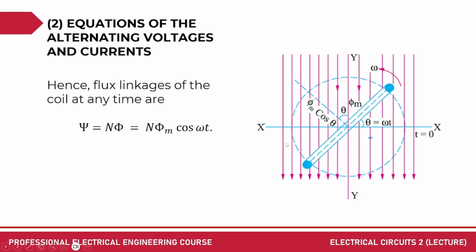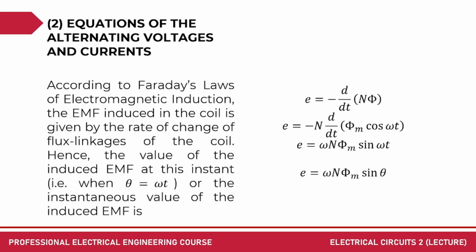Then, the flux linkage of the coil at any time, based on what you have learned in electromagnetics, is n times phi. So it's n times phi sub m multiplied by cosine omega t. According to Faraday's law of electromagnetic induction, the EMF induced in the coil is given by the rate of change of flux linkages of the coil. Hence, the value of the induced EMF at this instant, such that theta is omega t, or the instantaneous value of induced EMF, is this.